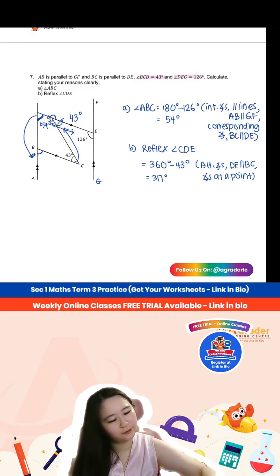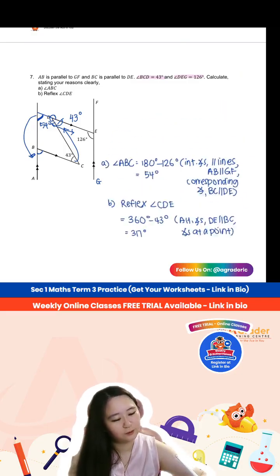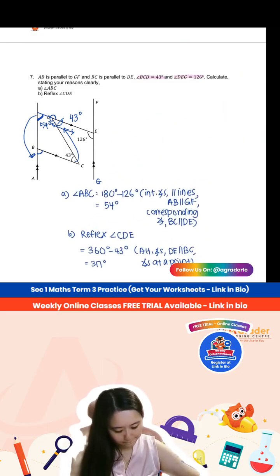Cannot see what I'm writing. Is it too far to the left? Sorry, too far to the right. Can?